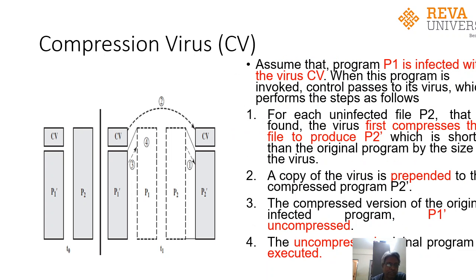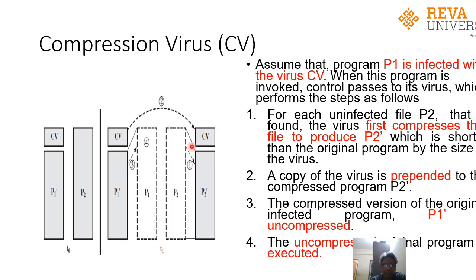Let's see how the compression virus works. You have two programs here, the P2 program and the P1 program, and this is the P1' program, an infected version of the P1 program. The compression virus is prepended to this P1'. This is time T0. Now let's assume that the compression virus is invoked, and this program P1' is invoked. The compression virus also starts working.